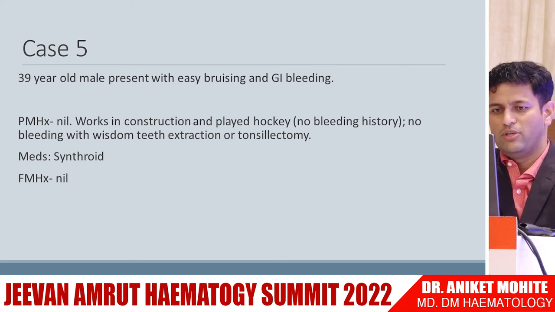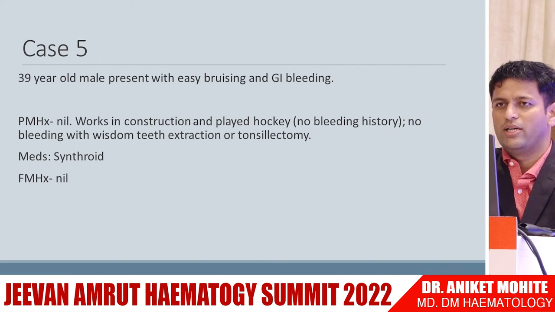Hemoglobin, WBC, platelet are normal. INR is between 1.5 to 2.5 persistently, and APTT is mildly deranged. He had normal PT, looking back at his previous reports in 2013.